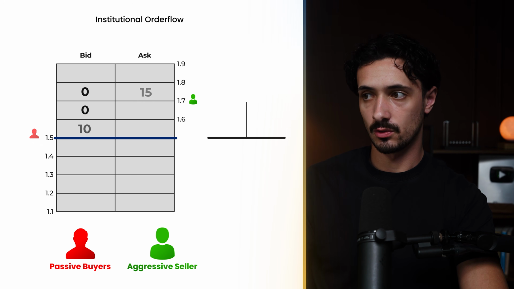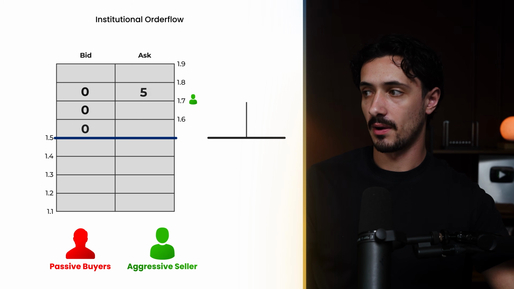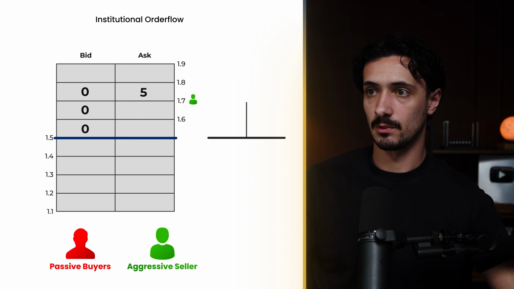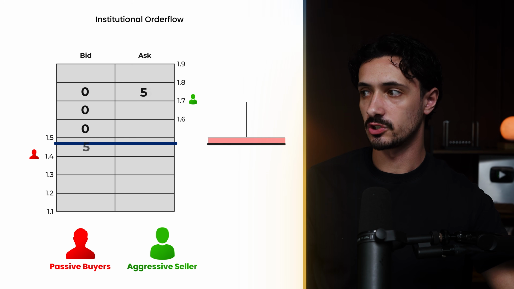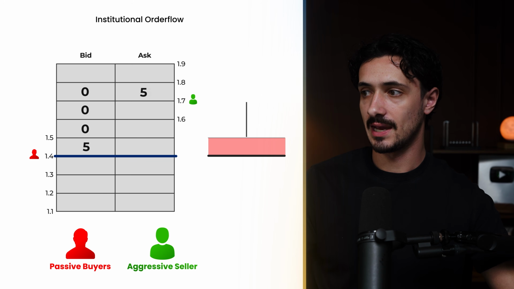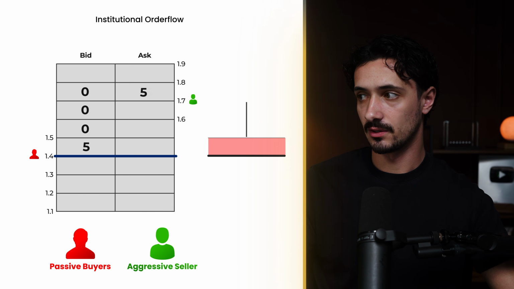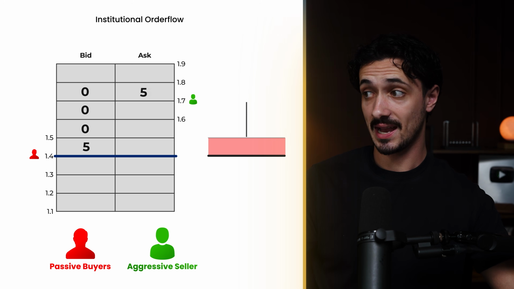You get filled at the price you wanted, and price continues going lower to the next available liquidity. Let's say it's at 1.4, and let's say there are 5 lots available. Price would travel like so, down to this 1.4 level. This candle would then become a bearish candle with a wick on the buy side.